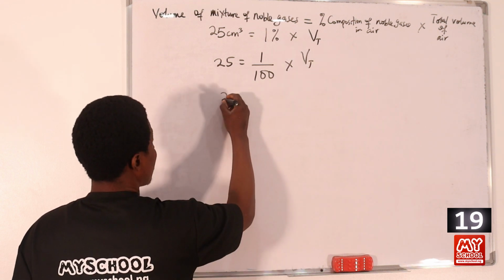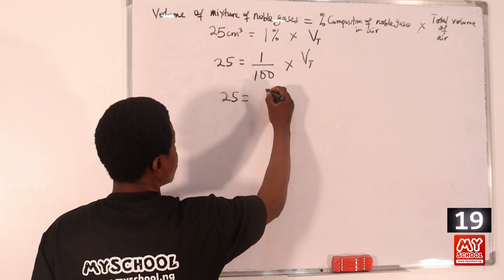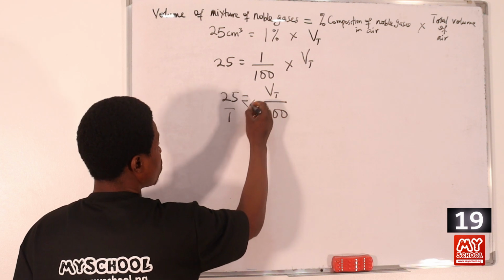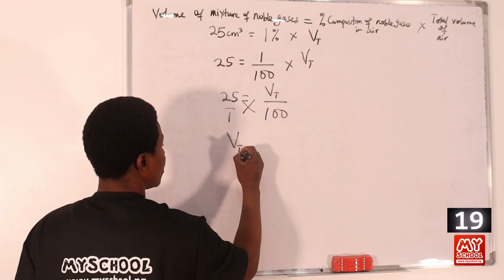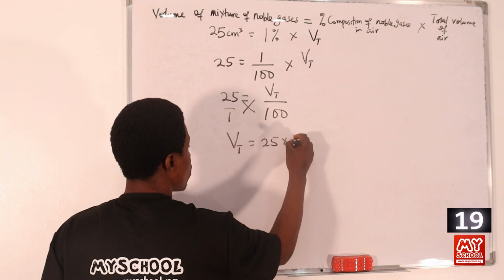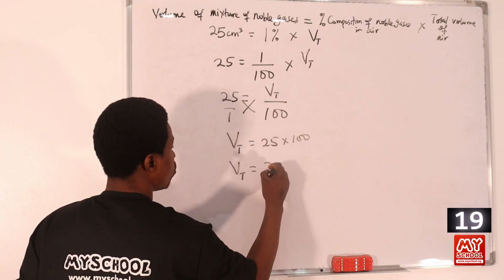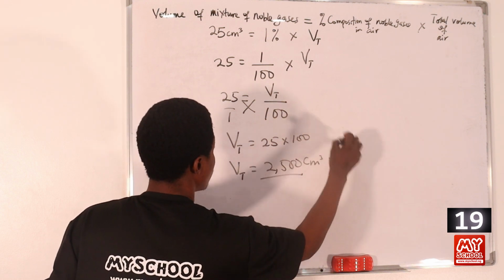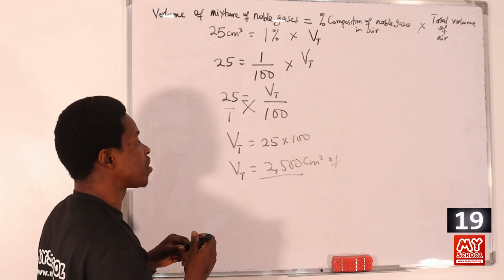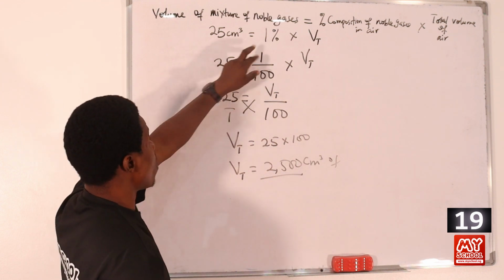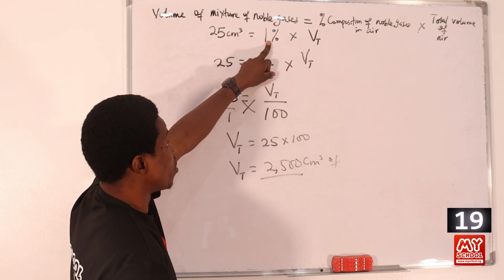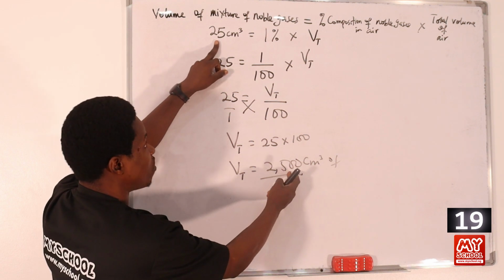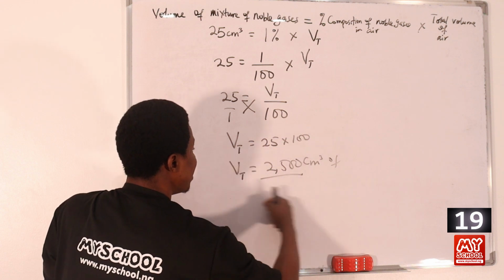If we simplify that, we have 25 equals 1 times V subscript T over 100. When you cross multiply, VT will be equal to 25 times 100. So V subscript T should be 2,500 cm cube of air. So the total volume of air was actually 2,500 cm cube. Of course, 1% of 2,500 is going to give us 25 cm cube, the noble gases.